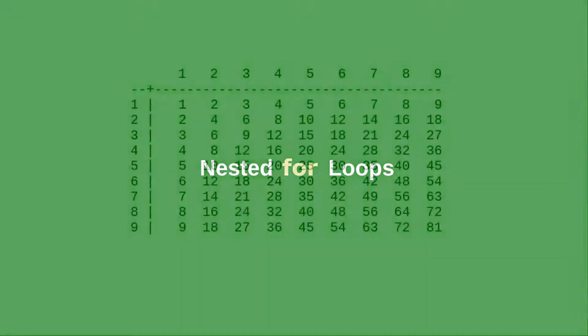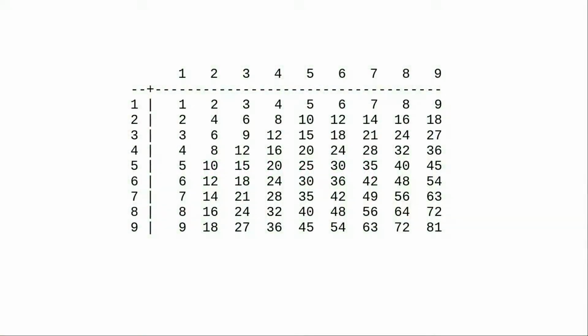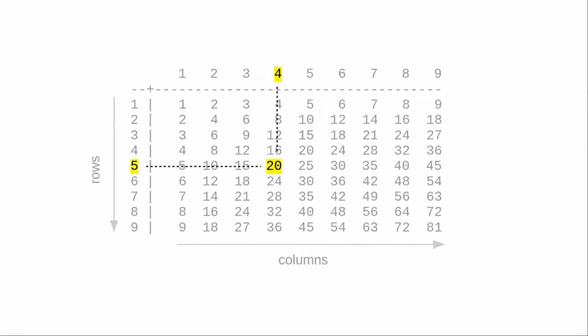Let's write a program that creates the multiplication table for the digits 1 through 9. There are 9 rows, a good candidate for a loop, and each row has 9 columns, also a good candidate for a loop. Each entry in the table is the product of the row number and the column number. To get this result, we'll need nested loops, for loops inside of for loops.